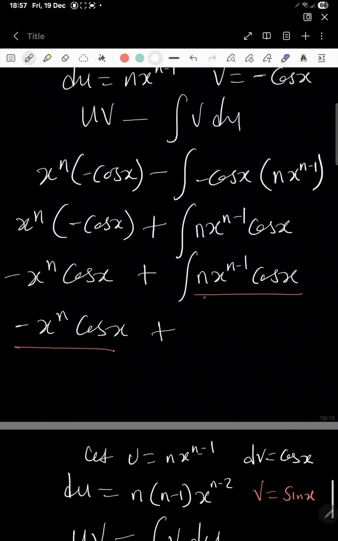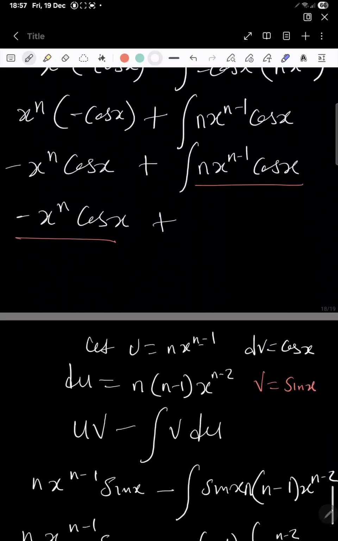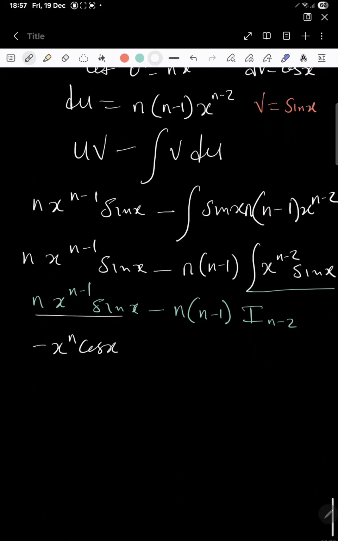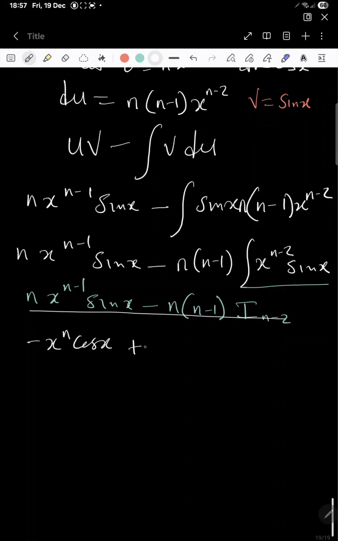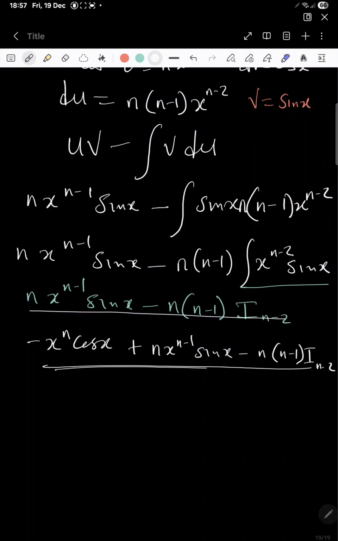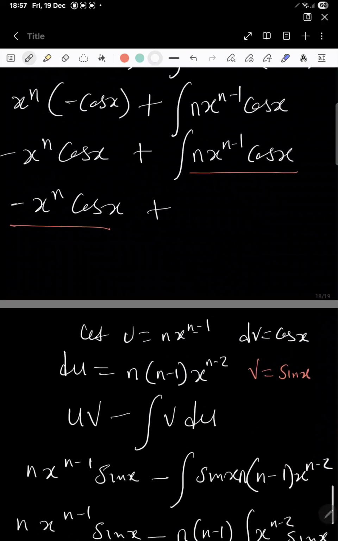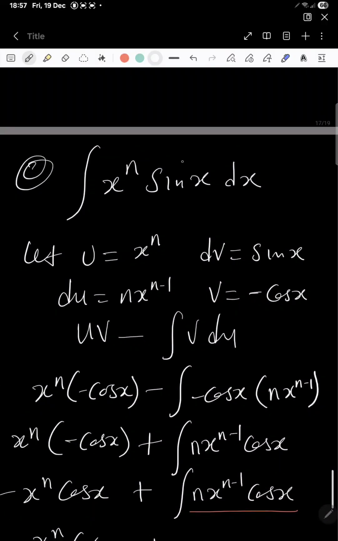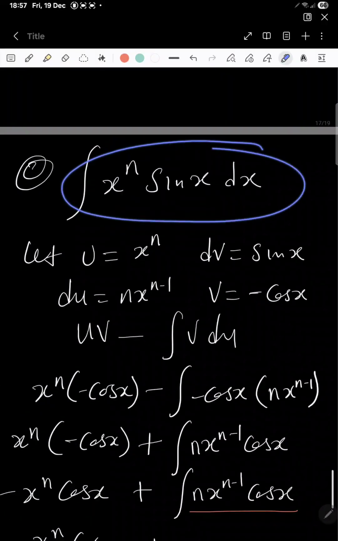And then the answer that we've gotten to integrate this part is this one here. So we add it. So we're going to add it, which is plus n x to power n minus 1 sine x minus n open n minus 1 integration of n minus 2. So meaning that this becomes the formula for reduction when it is in this format here.